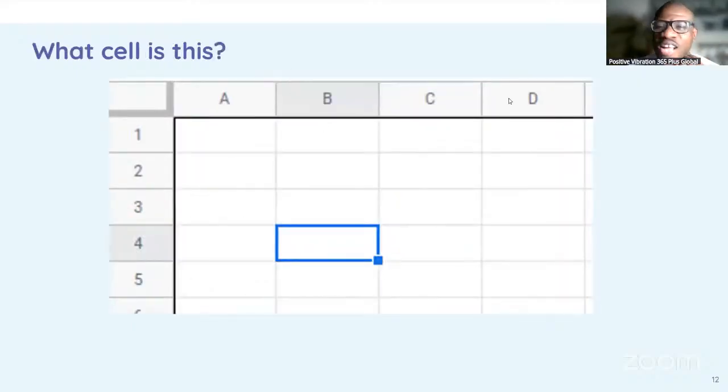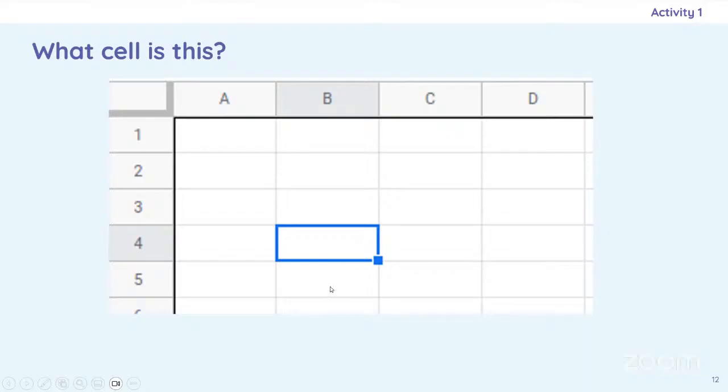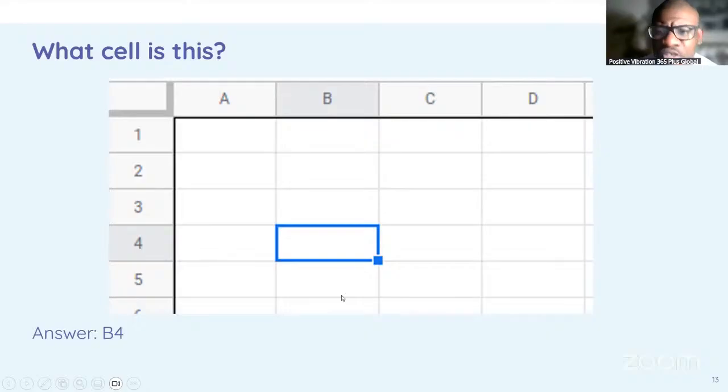So I want you to tell me what cell this is. Deandra, tell me what is the active cell that is on my screen. B4. Very good. Well done.